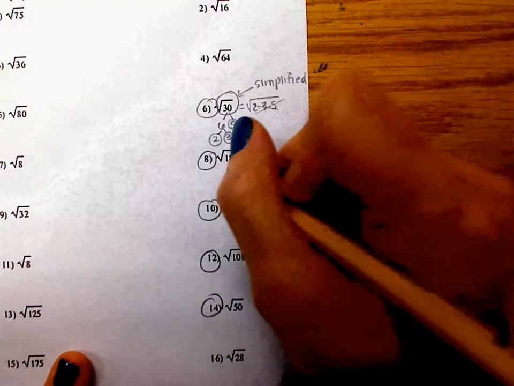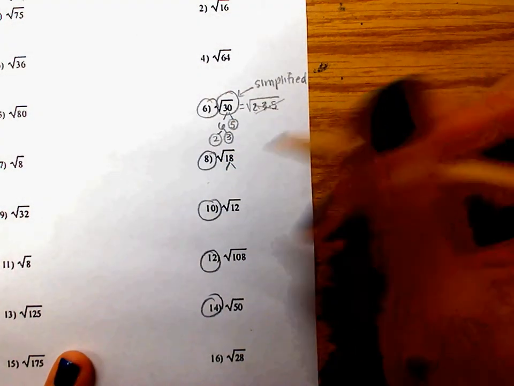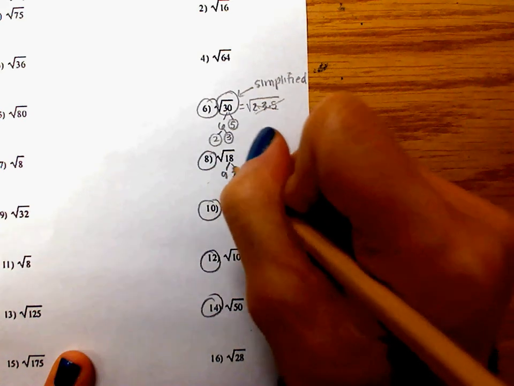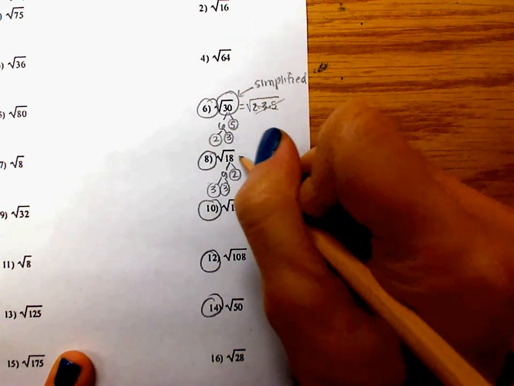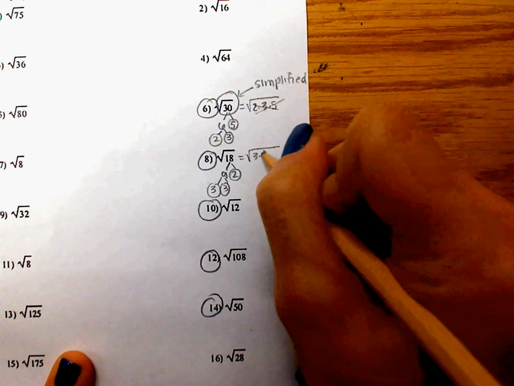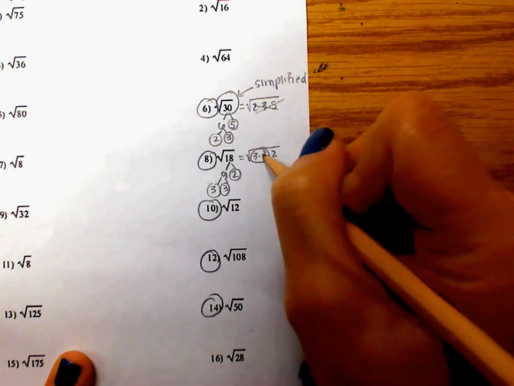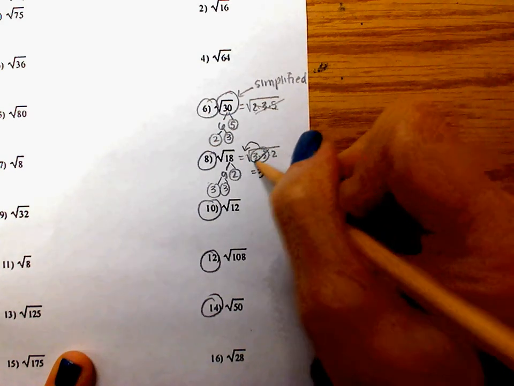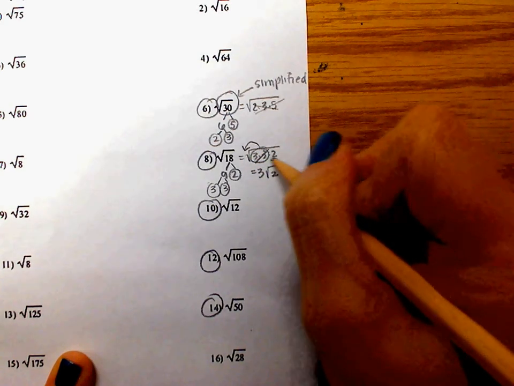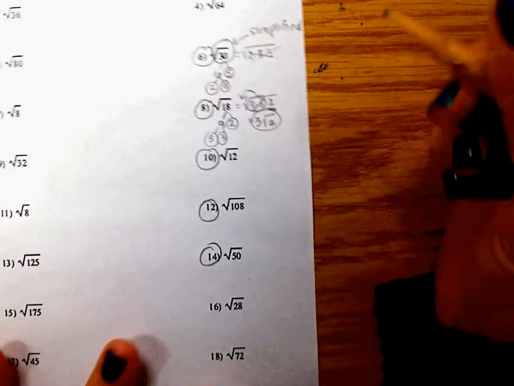Number 8, two numbers that multiply to be 18. You can choose 9 and 2, or 6 and 3. I'll try 9 and 2. 2 is prime. 9 breaks down to 3 and 3. Okay, so if I make a long radical, 3 times 3 times 2, circle the pair. That's 3 times 3 is 9, square root of 9 is just 3. So you get 3 on the outside, and the root 2 stays on the inside. So that is simplified because there are no more pairs to pull out.